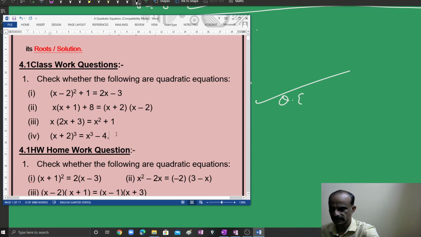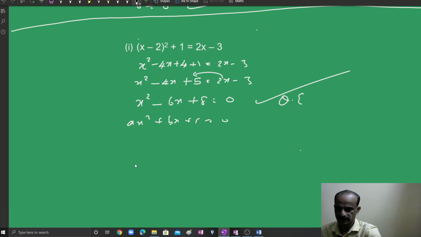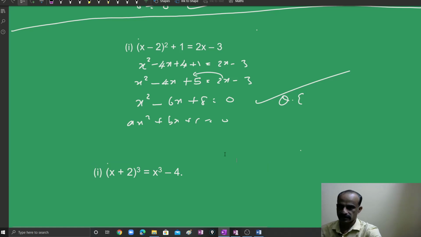Not all questions, we will take this one. It doesn't look like a quadratic. Third degree, right? Whether you have to check whether this is a quadratic equation or not. It looks like a third degree.